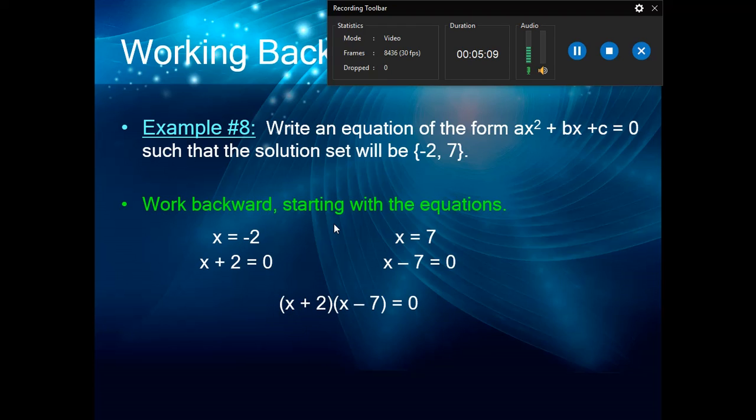Now I'm going to go ahead and distribute. So I'm going to multiply x times x, negative 7 times x, 2 times x, and 2 times negative 7. So I'm going to get 4 terms, and I'm going to clean this up by combining the like terms in the center, and there's the quadratic equation in standard form.